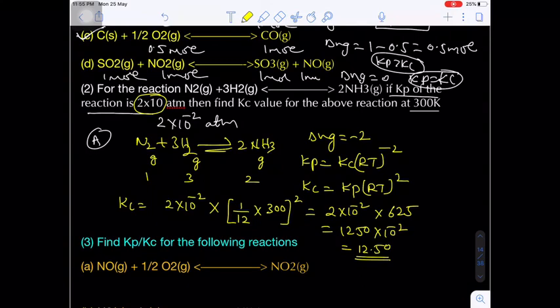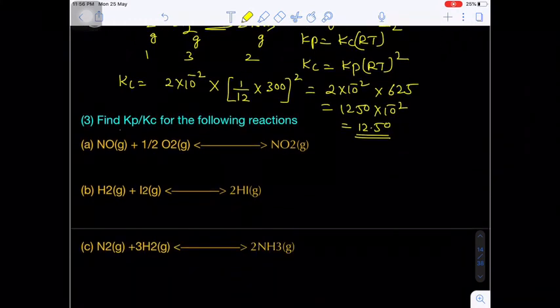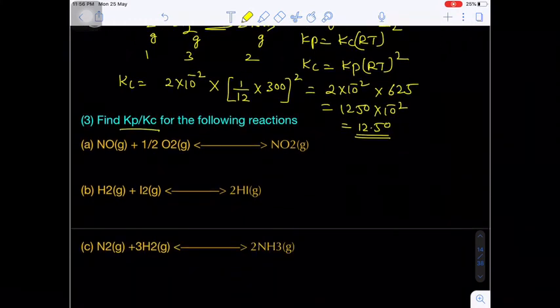Kp given to you, temperature is known, R value we know, so we can find the Kc. Kc given, we can find Kp, or vice versa. Okay, now find the Kp by Kc ratio.